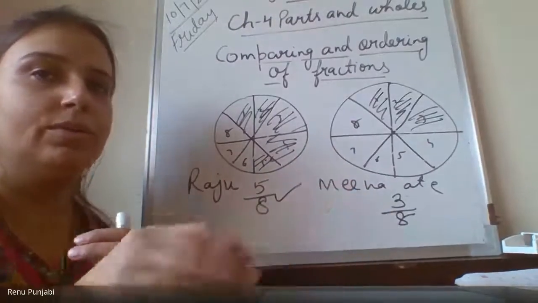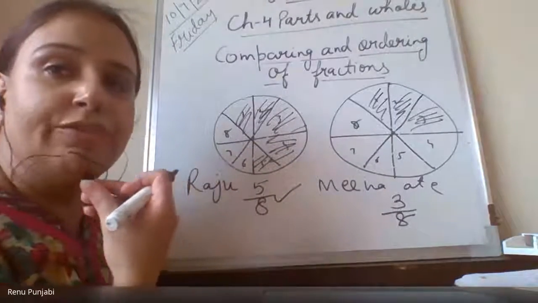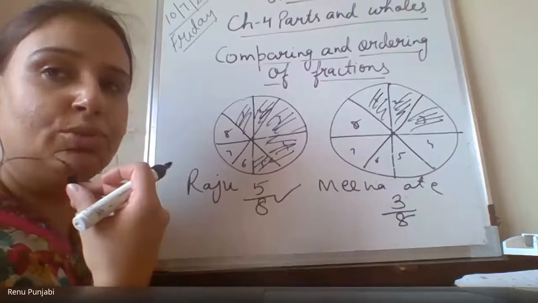So Meena ate less part. She ate only 3 out of the 8. Now my voice is clear, Prithvi?